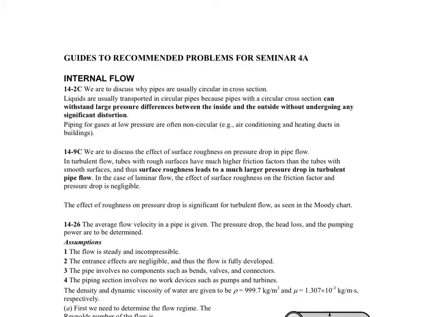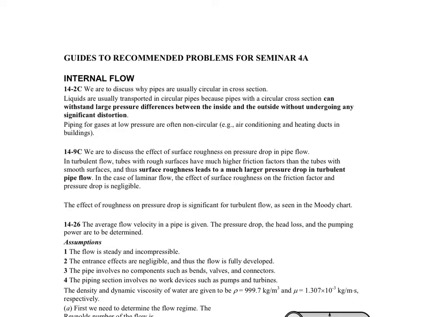We now look at the guides to the solution of recommended problems that I have asked you to review. In the first part of this review, we look at internal flow. Now, in the question, chapter 14-2, we are asked to discuss why pipes are circular in cross-section.